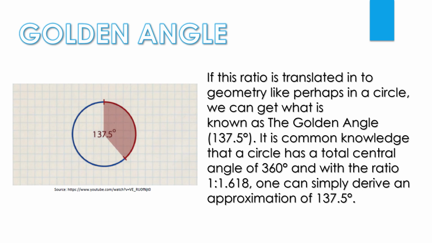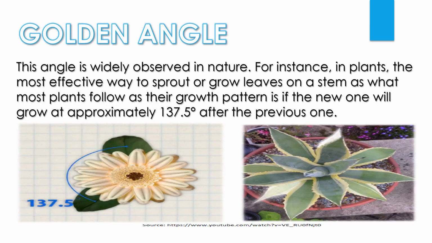So, this just means, from a circle with 360 degrees, we use the golden ratio of 1 is to 1.618. Okay, so if we derive that ratio, we will get the golden angle, which is 137.5 degrees. Okay, so that's all it means. This golden angle can be seen in nature, such as in flowers. As it says, this angle is widely observed in nature.